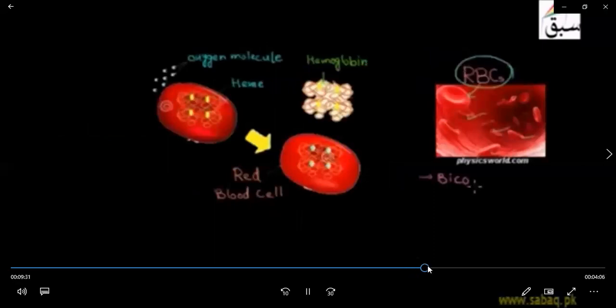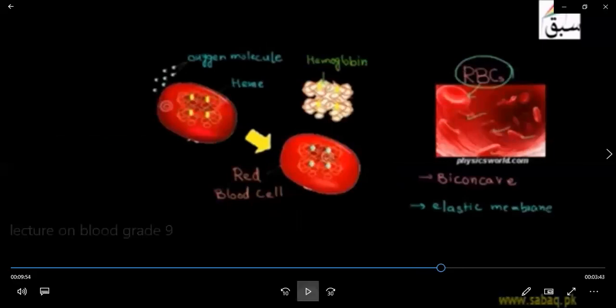Now, what is the shape of these RBCs? We are going to discuss only red blood cells in this lecture today. So let's talk about the characteristics and properties of RBCs. First of all, we understood that the function of RBCs is to transport oxygen. We'll talk about how it transports. Before that, let's see the size and shape of this red blood cell. It is biconcave in shape. This is a specific shape that helps in its function of transportation. Plus, it also has an elastic membrane surrounding the cell.